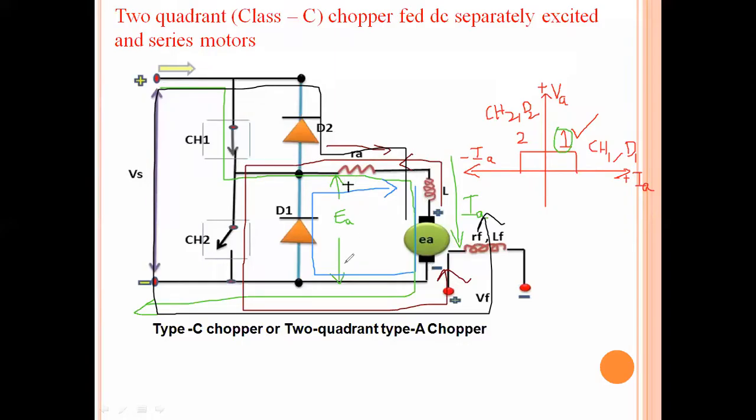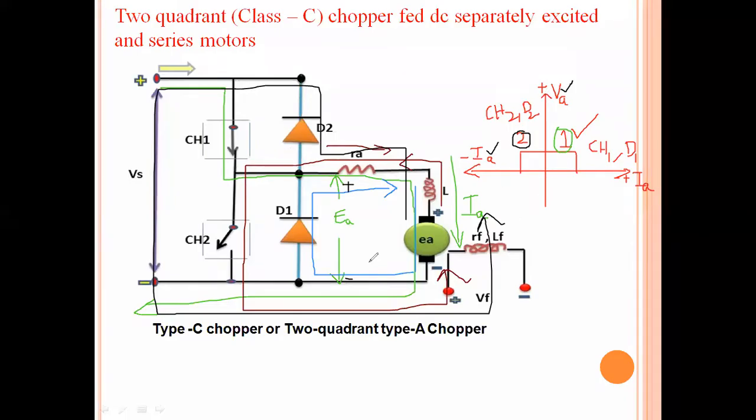The voltage across the motor is still positive. So positive voltage, but the current direction is opposite because the load is generating the power and giving it to the source. So the current direction is negative, which is minus IA. Positive voltage and negative current means we will get the second quadrant operation. This is how the two quadrant operation can be achieved with the help of a class C type chopper formed with the class A type chopper.